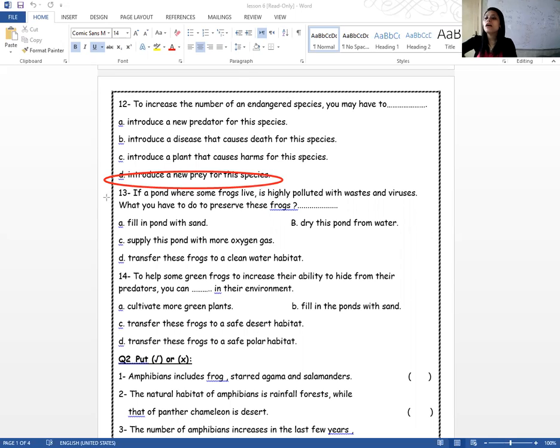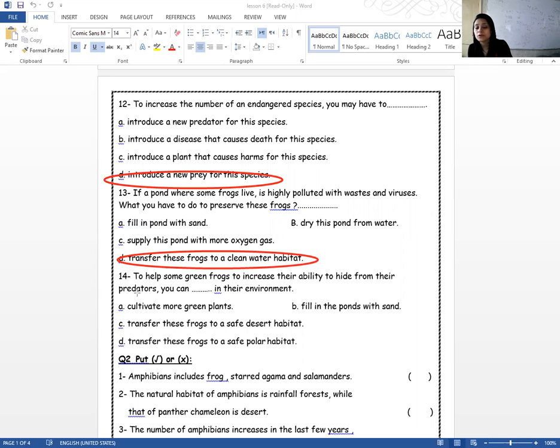Number 13, if a pond where some frogs live is highly polluted with waste and virus, what do you have to do to preserve or to protect these frogs? You have to transfer these frogs to a clean water habitat, because the body of frogs is very sensitive.